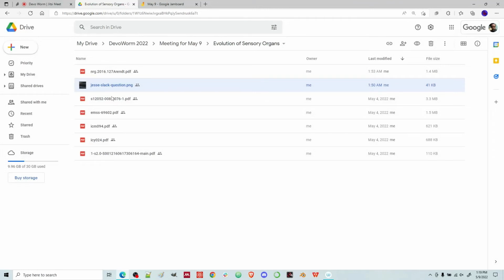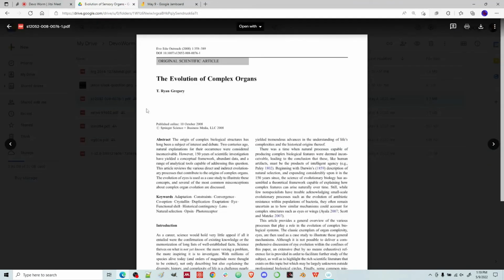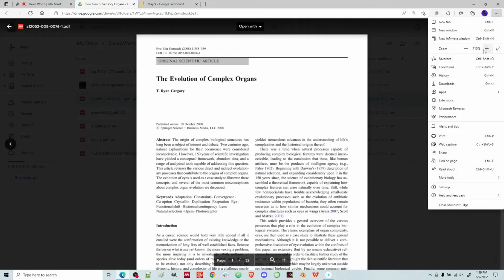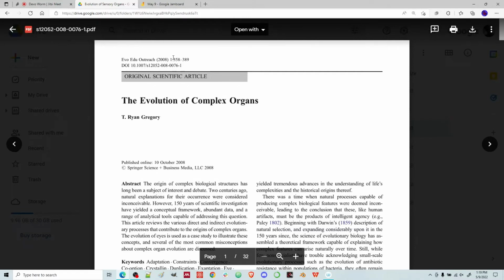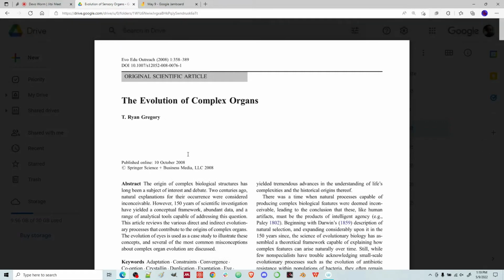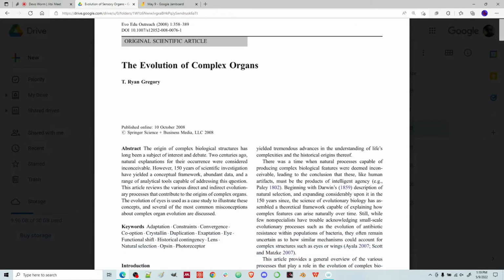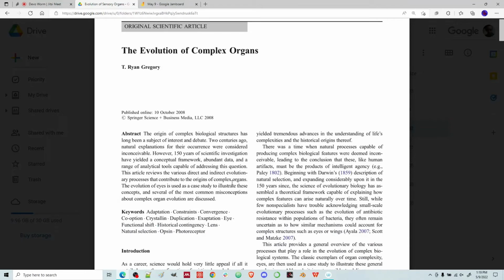So why don't we start with this, let's see if we can start with this paper. This is a review by T. Ryan Gregory, who does a lot of stuff on genomes. And he wrote a paper back in 2008. This is Evolution, Education, and Outreach. So this is a nice introductory article, education oriented, and talks about the evolution of complex organs.